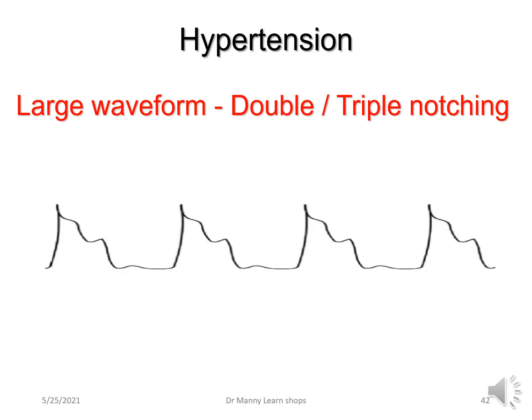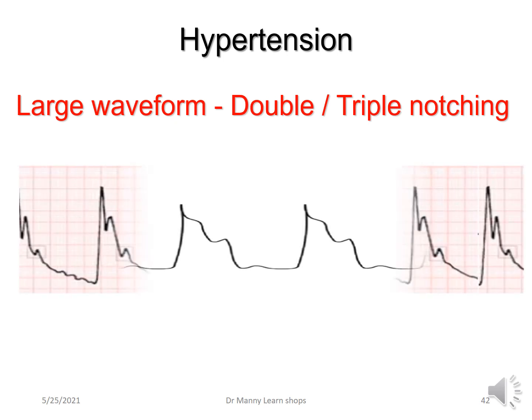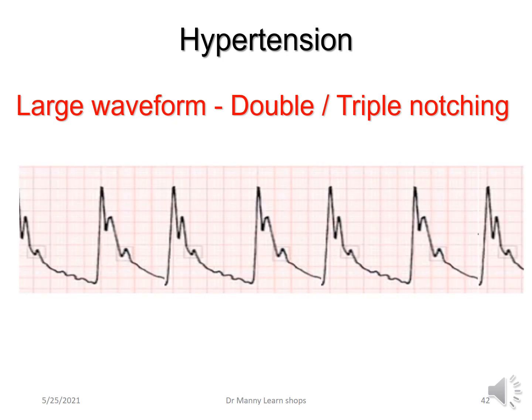Then you've got hypertension, which could also be as a result of underdamping. You get a large waveform with double or triple notching, and as a consequence of that, you'll see a waveform that has lots of notches in it. And this is because of underdamping. But it could be related to a clinical condition, which is hypertension, a high systemic vascular resistance, vasoconstriction of the artery.